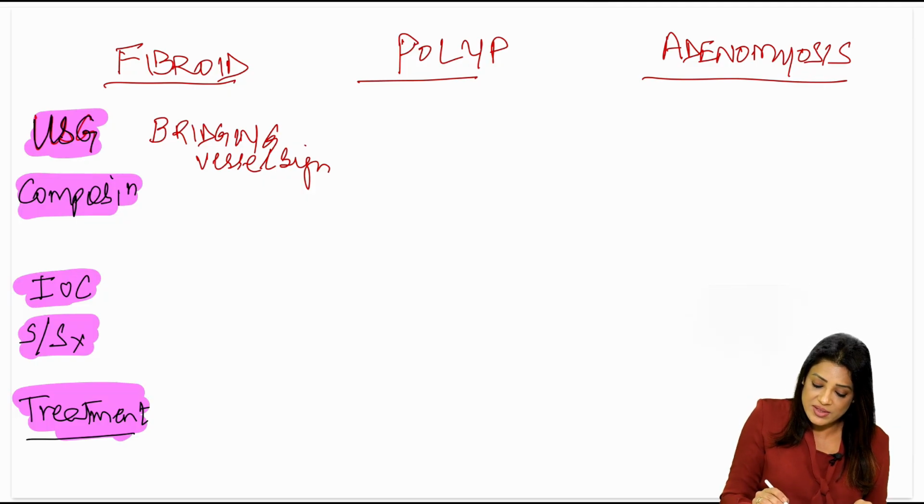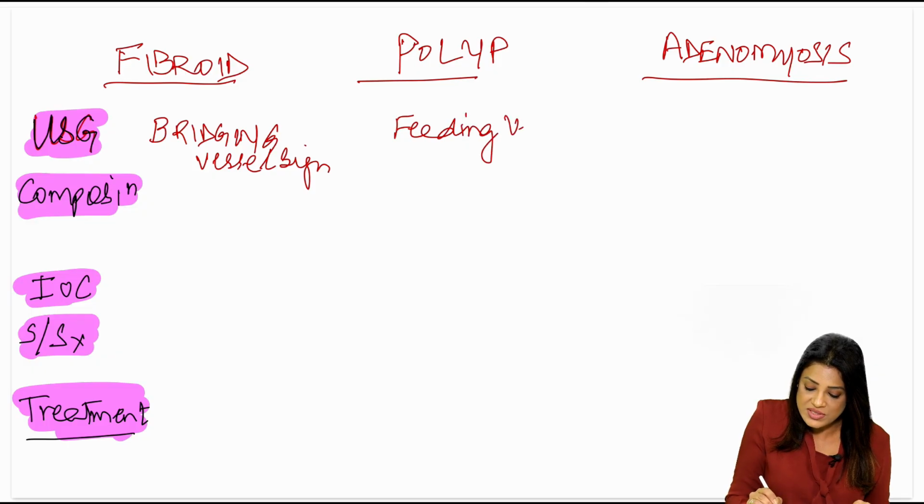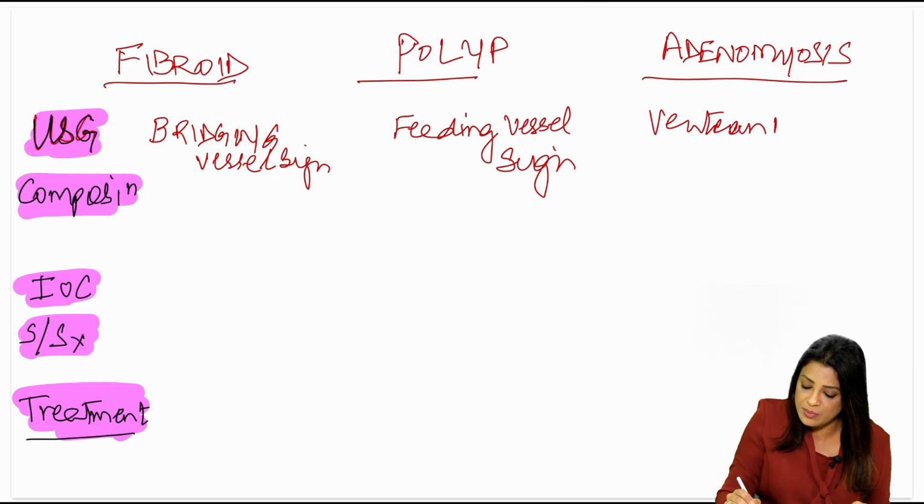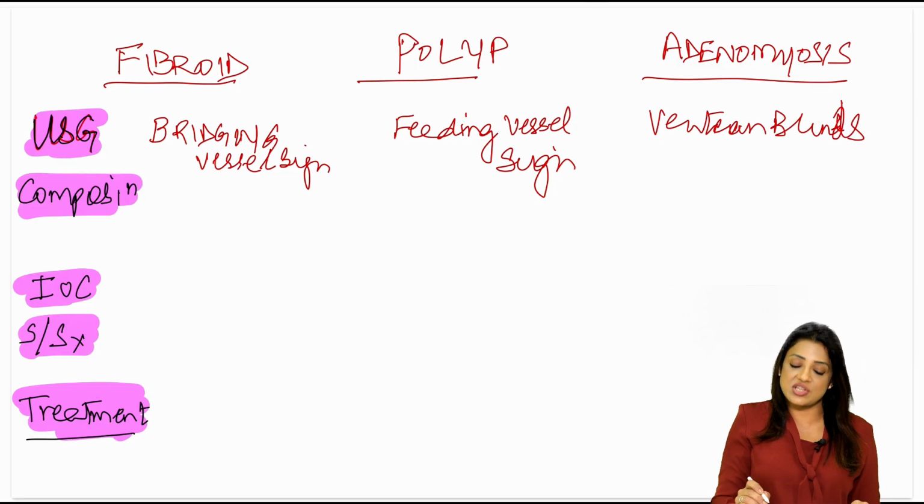And for polyp, what is the sign? It is the feeding vessel sign. Feeding vessel sign. And what do you see in adenomyosis? It is Venetian blind. Venetian blinds. Okay? In sonography, color Doppler, you will see the Venetian blinds.